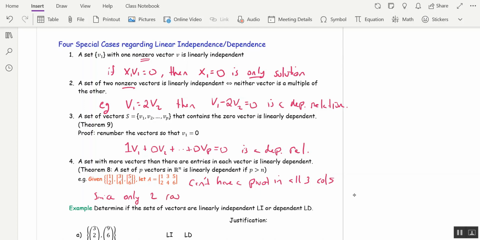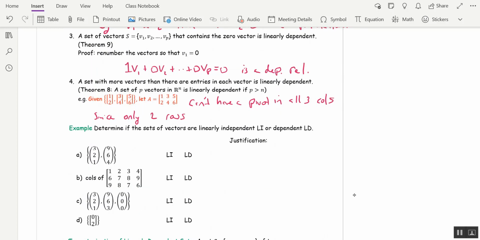Remember, if you're a pivot column, you're also a pivot row. And so the maximum number of pivots you could have is 2 because the maximum number of rows is 2. So you could only have 2 pivot columns. Thus, these columns cannot be linearly independent.